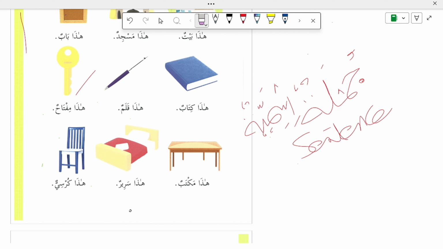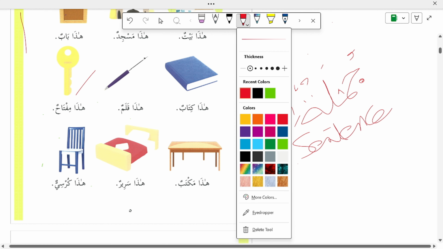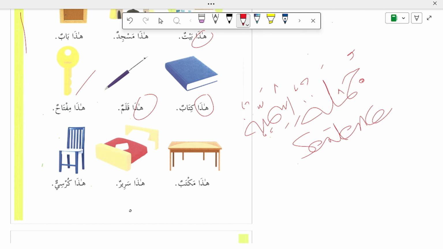It has two parts. In every such sentence, there are two words. The first word is haza, this one. This is the first word, which is the subject. Like this, we are starting the sentence with this ism, or word. And the second word is giving the information about the first word. Like haza, this. What is this? Baytun. This is a house.